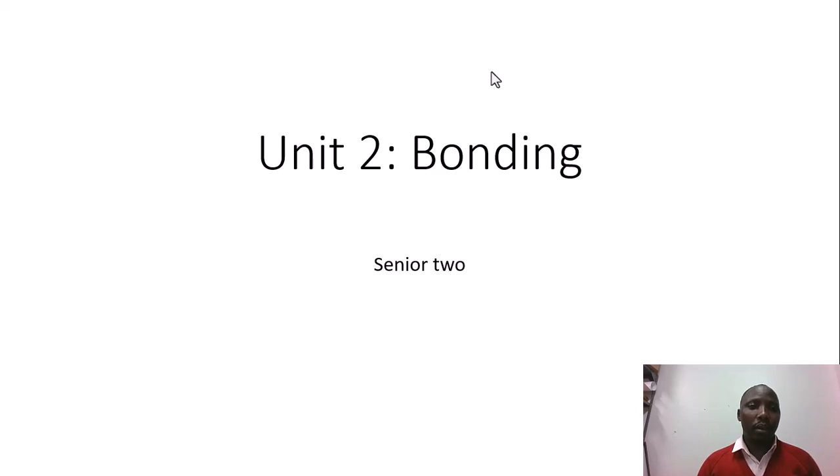Let's give an example. A zip has two parts, the right part and the left part. When we connect them together by using a zip, we get only one thing. That is a kind of bonding where we bond one side and another side. To that extent, we are going to see how atoms can join and connect together.